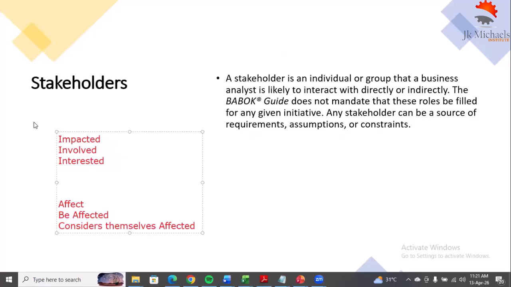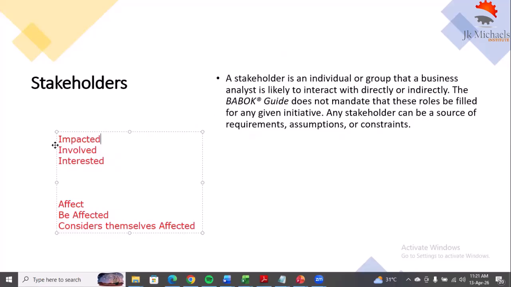Some of them will be direct, right? Some of them will interact with the business analyst or with the solution or the process or the change indirectly. Whatever be the case, you want to be able to identify as many stakeholders as possible and try to understand their interests and the levels of their involvement, or how the project will affect or impact them, right?